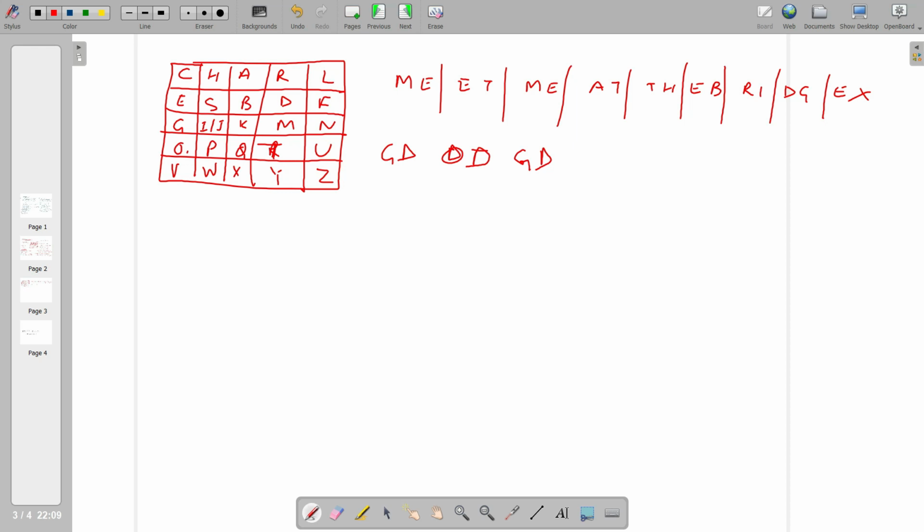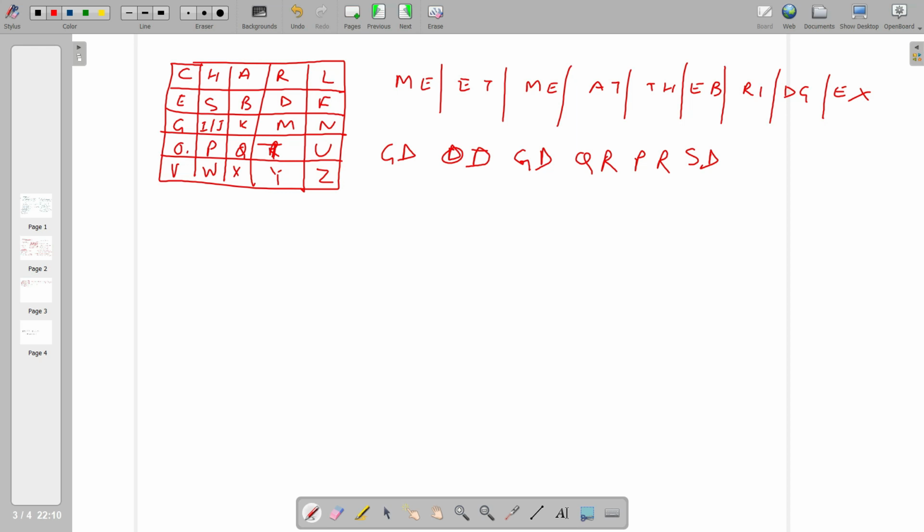Then AT is again going to be replaced. A is here and T is here. A is going to be replaced with Q and T is going to be replaced with R. Then T and H. T is going to be replaced with P and H is going to be replaced with R. Then E and B. E is going to be replaced with S and B is going to be replaced with D.